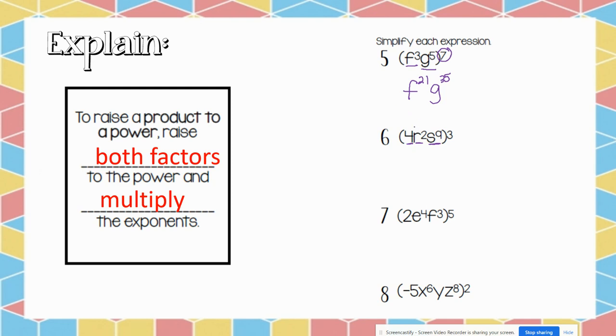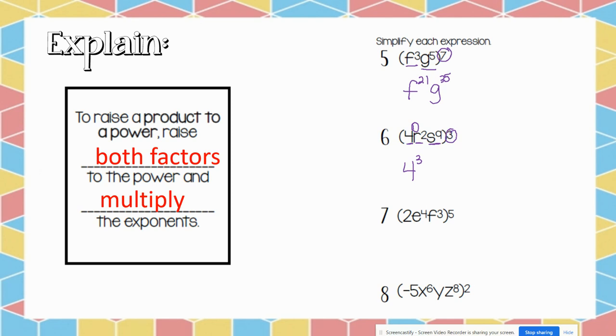But remember, even if we don't see anything, there is always an invisible exponent of 1. So the 4 is being raised to the 1st power. So we're going to take the 1st power on 4 and multiply by the 3rd power. So 1 times 3 is 3, which means we now have 4 to the 3rd power.